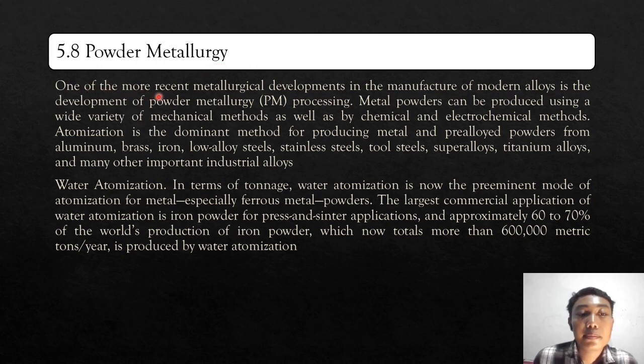One of the more recurrent metallurgical developments in the manufacture of metal alloys is the development of powder metallurgy (PM) processing. Metal powder can be produced using a wide variety of mechanical methods, as well as by chemical and electrochemical methods.